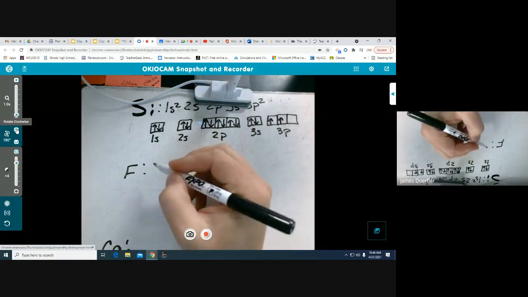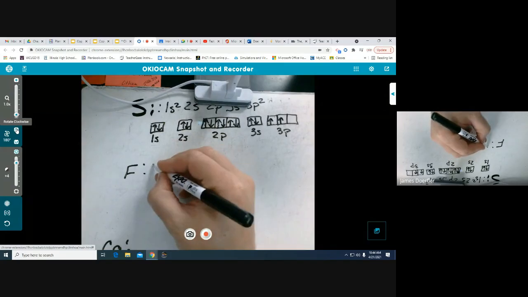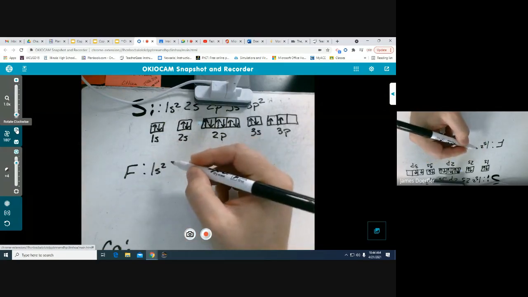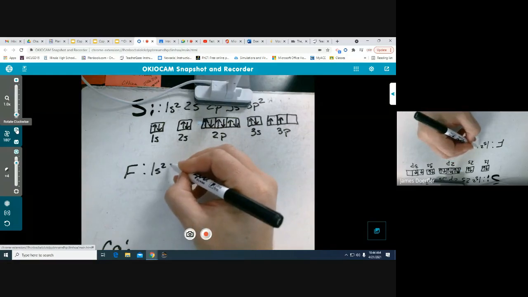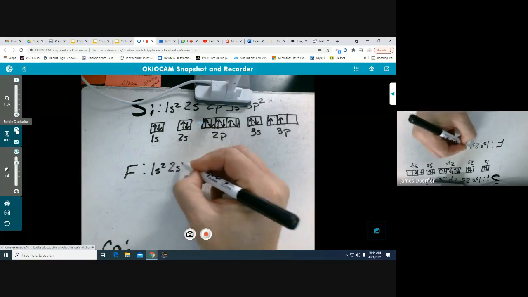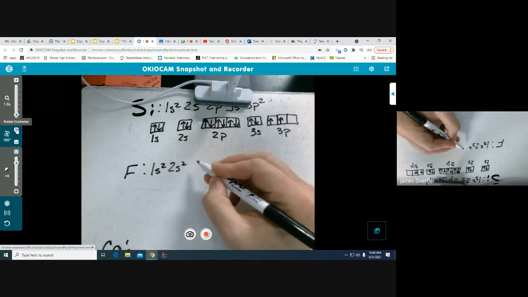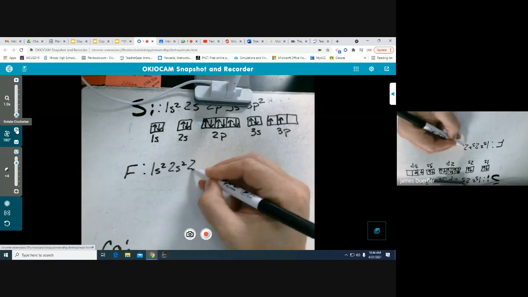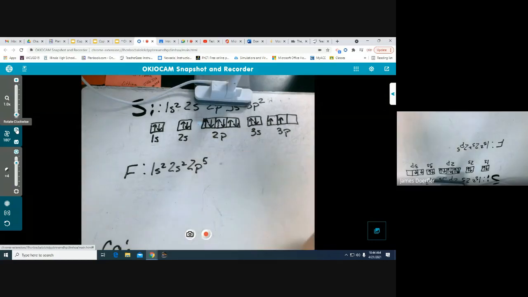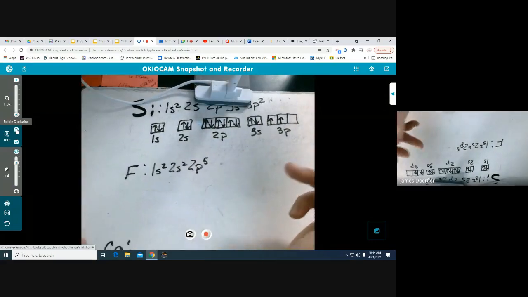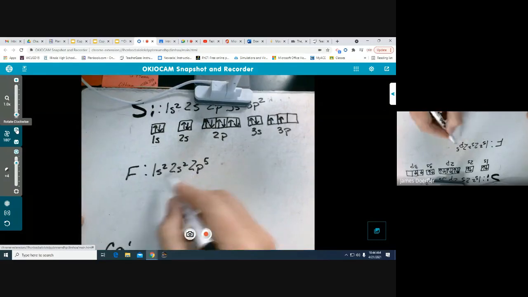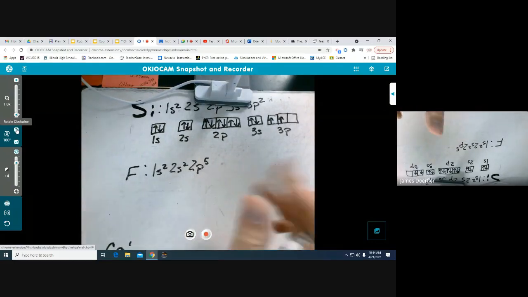So starting with the longhand version, we start at hydrogen. We go 1s2. What's next? 2s2. What's next? Very good. 2p5. Now, we've got this. Let's set up our boxes.